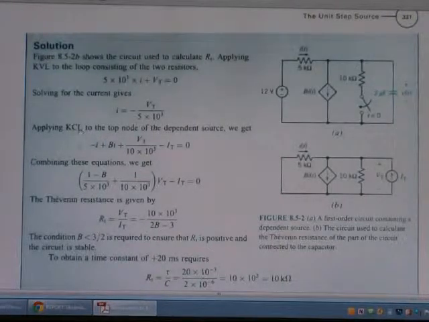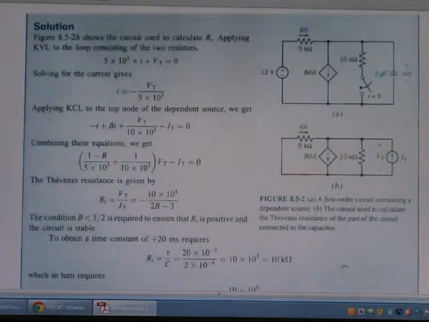Then the Kirchhoff current law. We use the current flowing at the node, so this is minus I plus v divided by 10 times 10 to the power 3 minus iC equals 0. By combining these equations, firstly you get RT as v divided by iC. So with this equation we got, and our VS is minus 3 by 2, then you can calculate the RT value. Now the resistor is 5 kilo ohm.